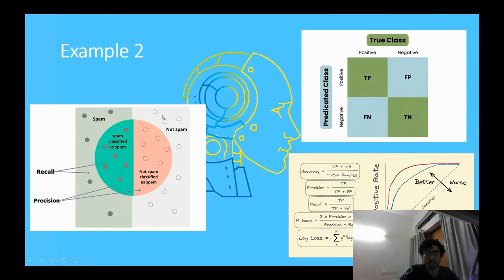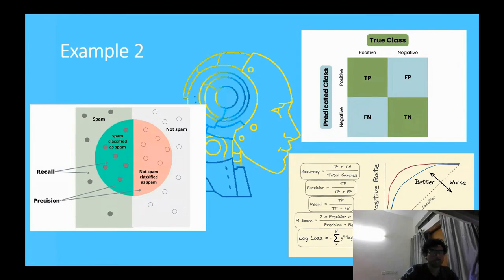Whereas in the light gray shaded region, they are not spam, and you are also not classifying them as spam, so they are true negatives, right? So this graph is a way to think about it. Otherwise it's very confusing actually. But yeah, this is how it works.